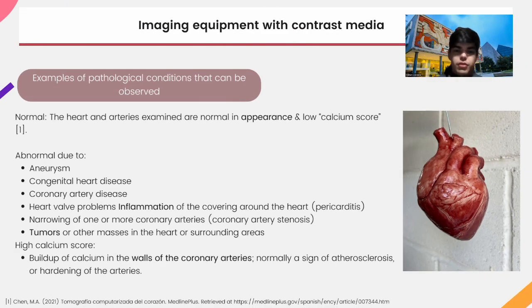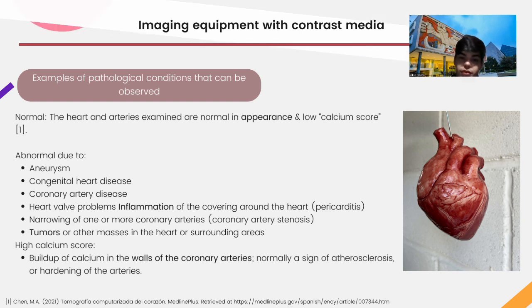As for examples of pathological conditions that can be observed, there are a variety. Here I list the pathological conditions for CT scan, but for example, a PET scan has different conditions that can be observed. For cardiovascular, a normal heart has a heart and arteries that are normal in appearance and a low calcium score. When it shows structural changes, we can detect aneurysm and congenital heart disease, and a high calcium score means buildup of calcium in the walls of the coronary artery.